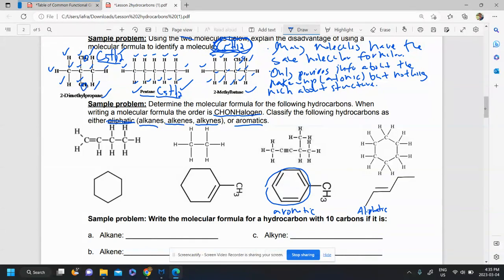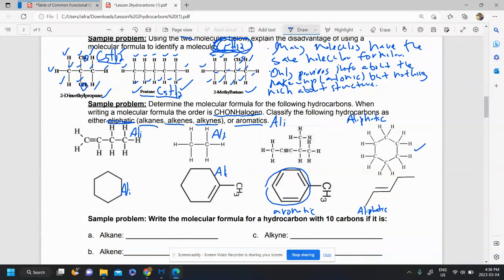Okay. So these here, and this is not a benzene ring because there's no alternating double bonds here. So aliphatic. So I'm just going to say Al or aliphatic, also aliphatic, and then aliphatic.